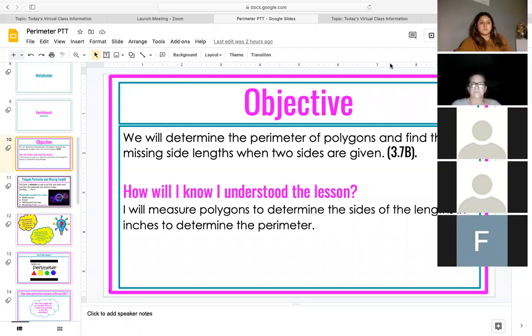Hello, class. How's everybody doing today? Good. Okay, so this past week we have been learning about perimeter, right? So today we'll be reviewing some of that. Our objective today: we will determine the perimeter of polygons and find the missing side lengths when two sides are given.